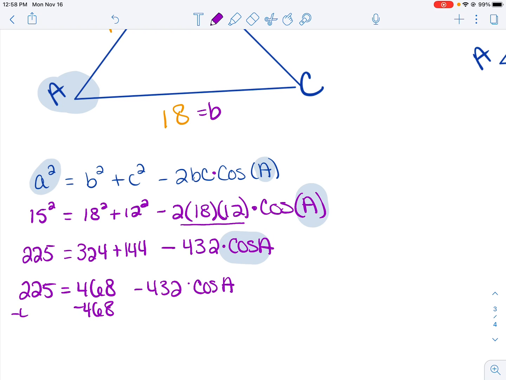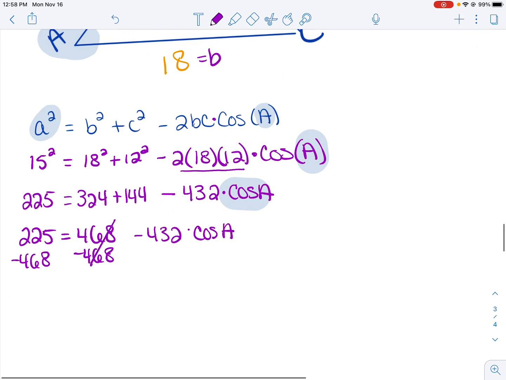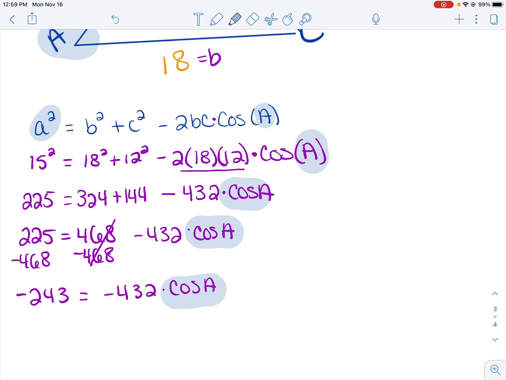Now I'm going to take away 468. So we get 225 minus 468, which is negative 243, equals negative 432 times the cosine of A. Now if my goal is to isolate the cosine of A, and these numbers are connected with multiplication, I need to do that by dividing. So divide both sides by 432. Now I'm going to use the calculator on your iPad to do this so that we don't mess up anything. So 243 divided by 432, negative divided by a negative is really positive.